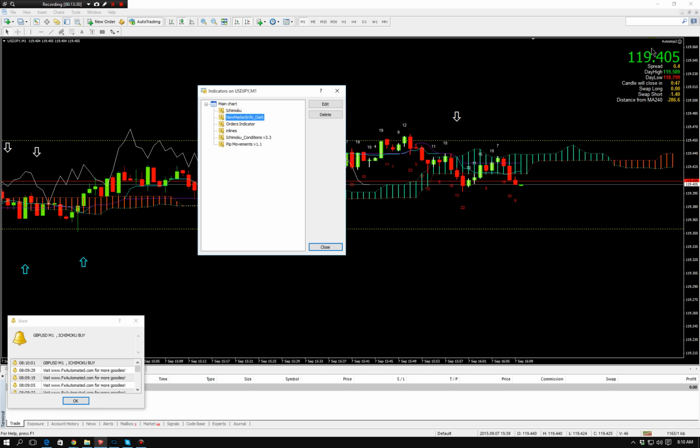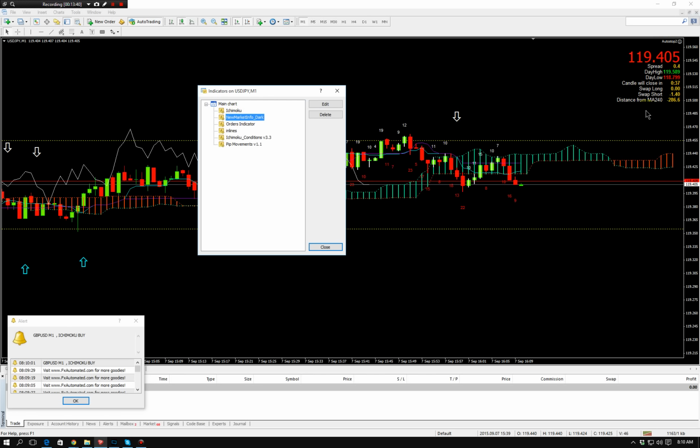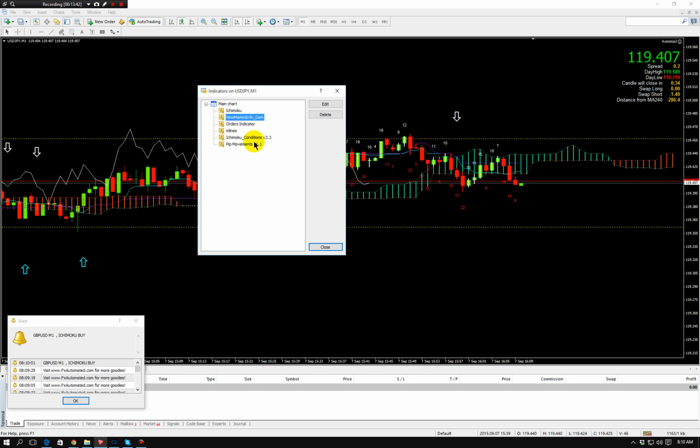New market info dark. This is up here. It gives us our spread, daily high, daily low, candle will close in, so it has a candle timer built into it. The rest of this you can ignore. When a trade is open, it will tell you how many pips in profit or loss it is.